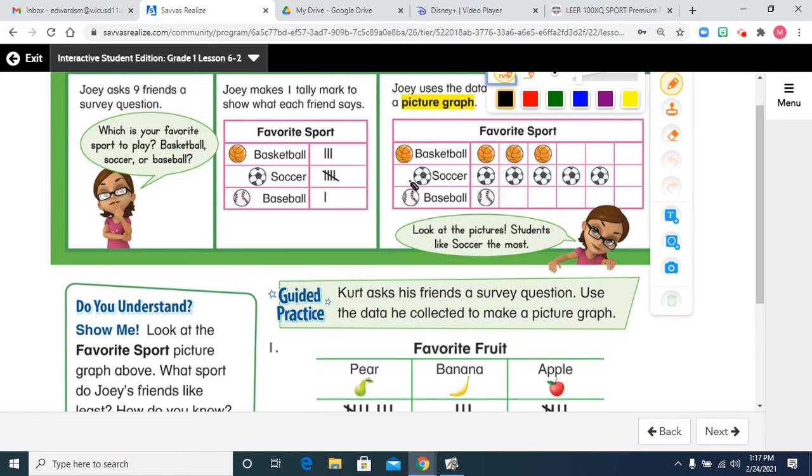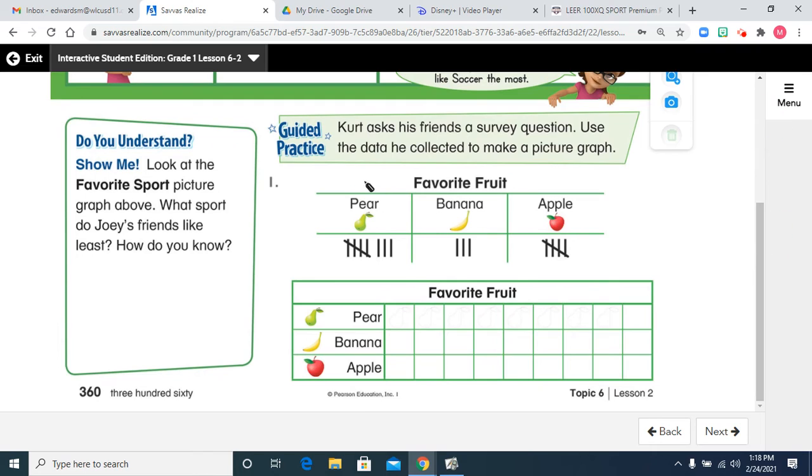At the top, you'll see the girl from the video. She's showing you the tally chart that they made and then turning the tally chart into a picture graph, which we will do today also. The directions say Kurt asked his friends a survey question. Use the data he collected to make a picture graph. He asked his friends what their favorite fruit was. We had 5, 6, 7, 8 friends said they like pears the best. 1, 2, 3 like bananas, and 1, 2, 3, 4, 5. So just 5 liked apples.